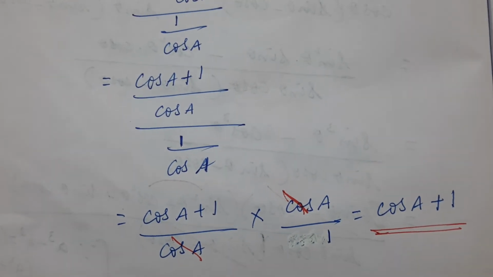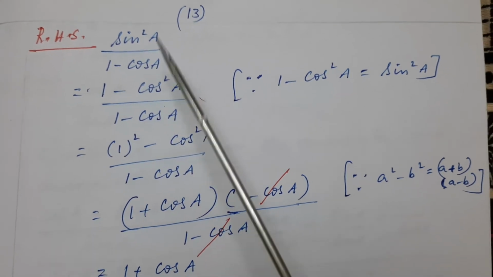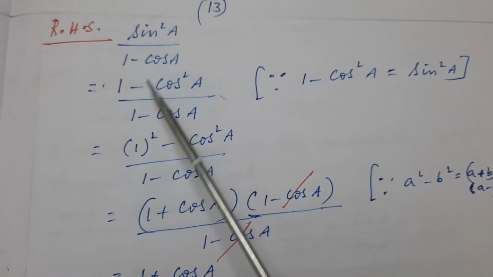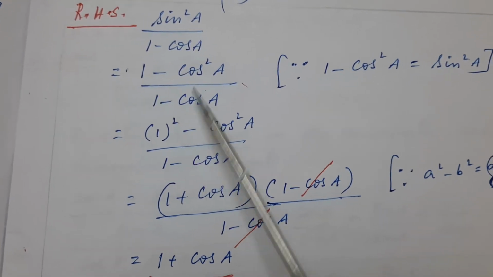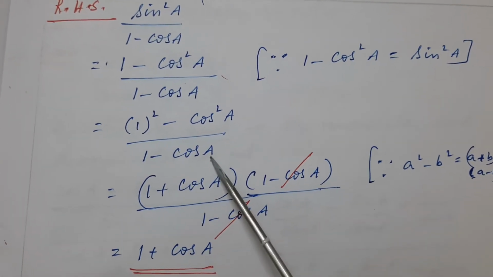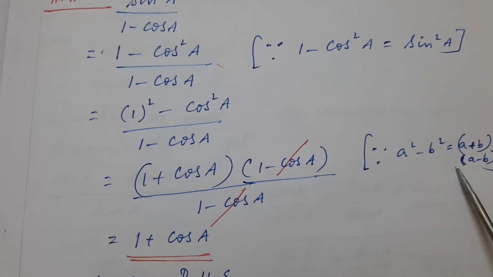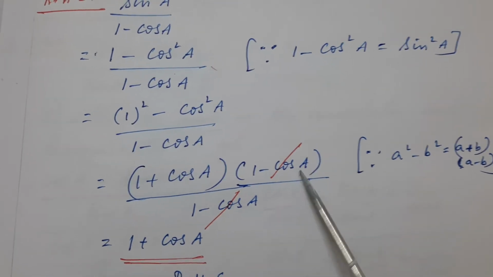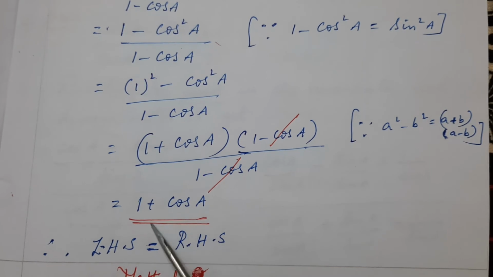Now let us take the right hand side. The right hand side is sin square A by 1 minus cos A. You know 1 minus cos square A is sin square A, so I am writing sin square A as 1 minus cos square A by 1 minus cos A. Now this can be written as 1 square minus cos square A by 1 minus cos A. So this is A square minus B square. You know A square minus B square is A plus B into A minus B. So this is A, this is B. So 1 plus cos A into 1 minus cos A by 1 minus cos A. 1 minus cos A and 1 minus cos A gets cancelled. So we get 1 plus cos A.